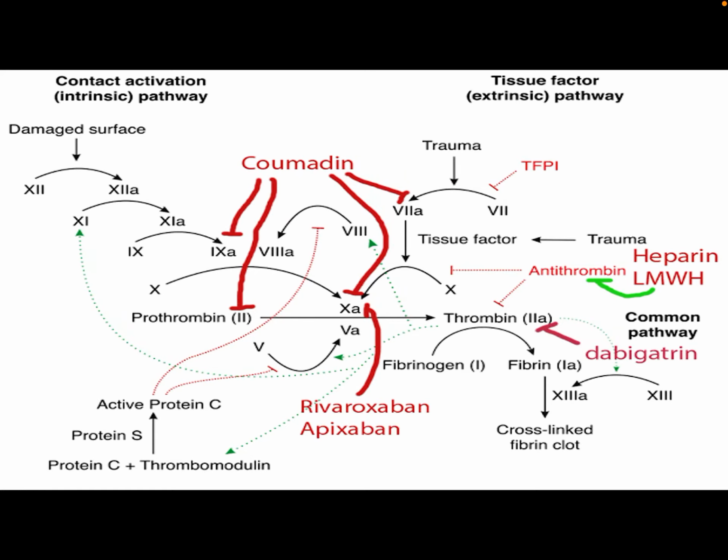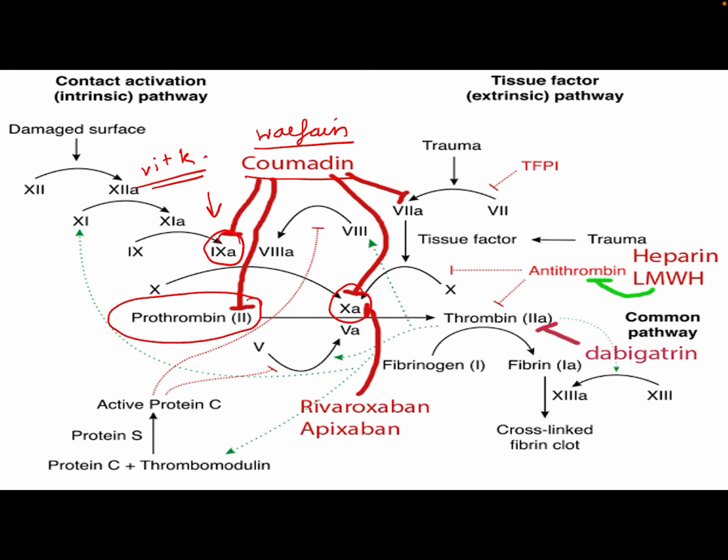So in this video we will discuss all the anticoagulants that are used in orthopedics. So first is Coumadin, more commonly used by the name of warfarin. It is an inhibitor of the vitamin K epoxide reductase enzyme. This will in turn cause depletion of all the vitamin K dependent clotting factors. These are all the clotting factors that require vitamin K for their activation, and warfarin will act upon it to inhibit the production of the vitamin K dependent clotting factors.